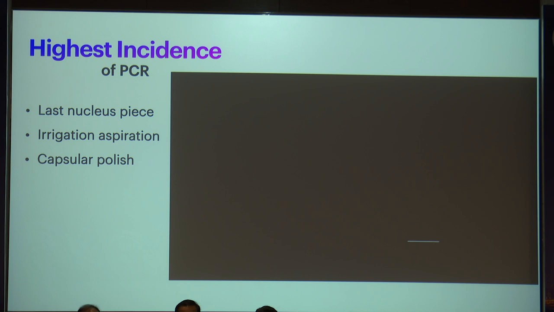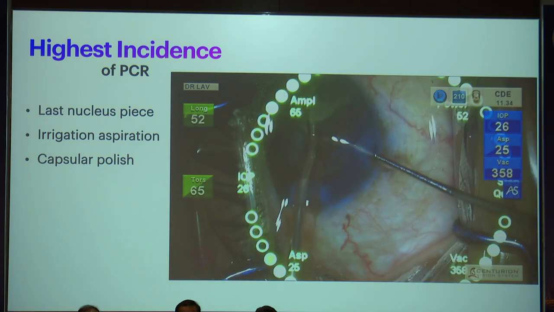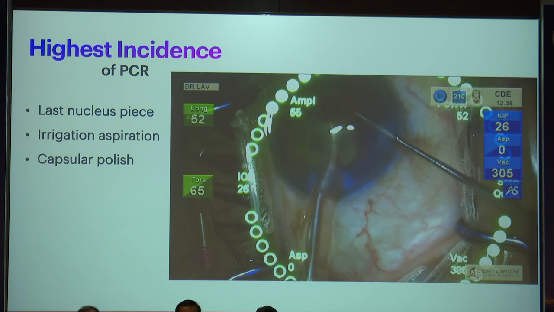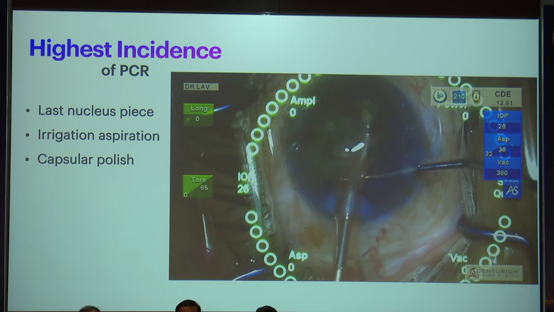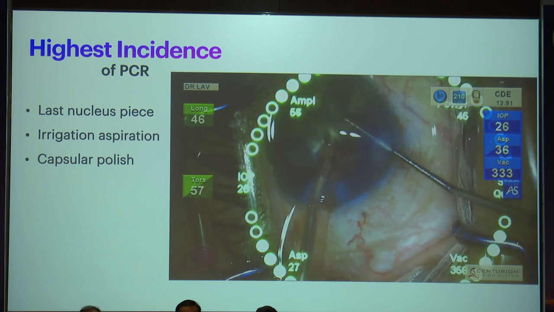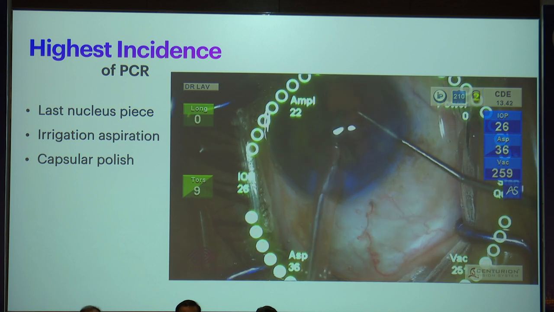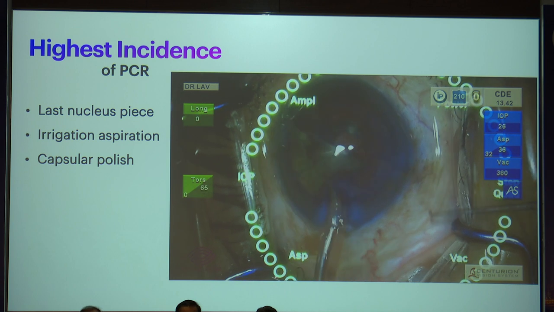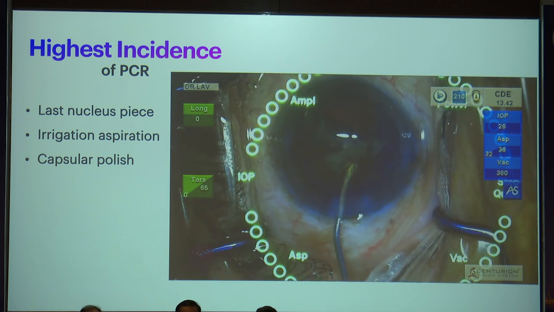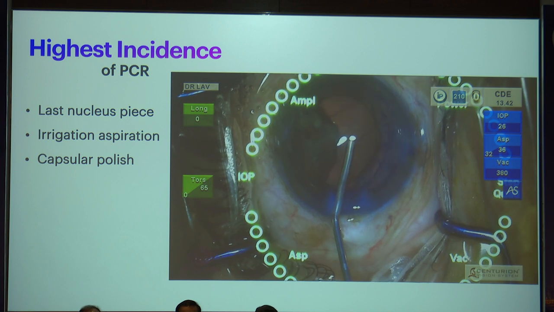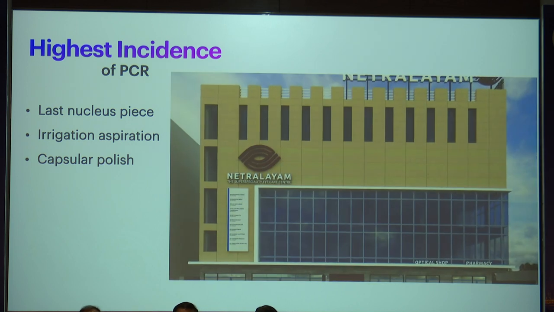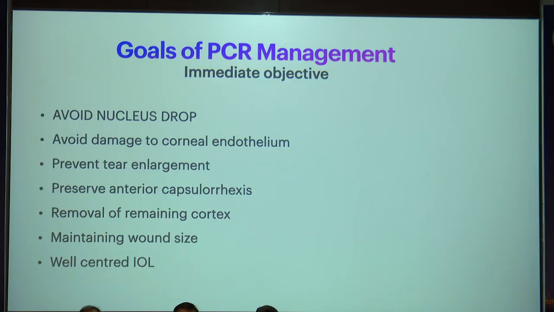Next, probably the highest incidence is during the last nucleus fragment removal. And here, as it is a routine cataract, this is one of the moments when you lose your concentration. Here you see the rent. The rent has happened due to the phaco tip and the mistake. The mistake is sudden removal of the phaco tip. It should not have been removed suddenly. First, the viscoelastic should have been pushed, and then the phaco tip should have been removed.